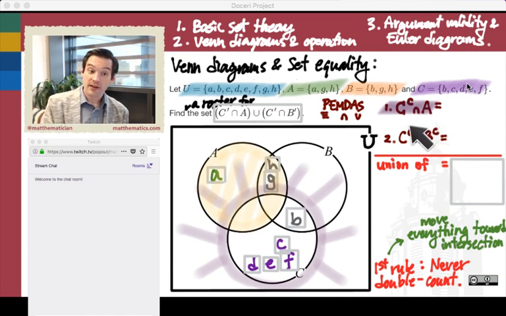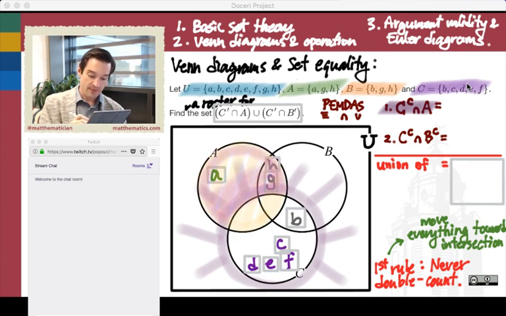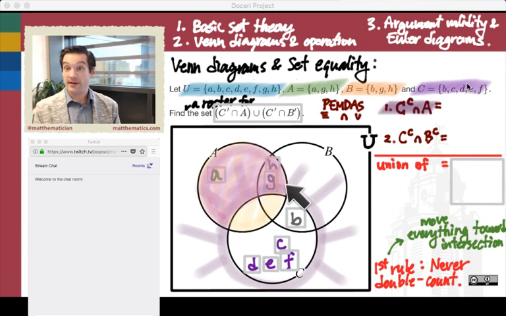And I'm being asked to find the intersection of C complement, which I shaded in purple here, with A, which I've shaded in yellow. If I'm looking for the intersection, I'm looking for where those two sets overlap with one another. Those two sets overlap in this region. So it's definitely got to be outside of C, but it also has to be within A. And so that intersection is this region right here. It's where the stuff which is outside of C overlaps with the stuff which is inside of A.